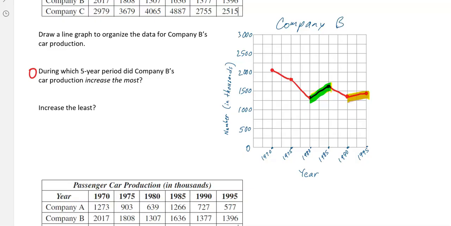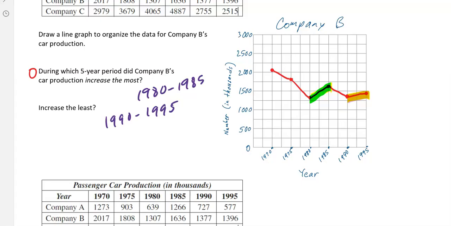So you can answer those questions. Pretty easy, right? Between 1980 and 1985 is when it increased the most, and from 1990 to 1995 is when it went up the least.